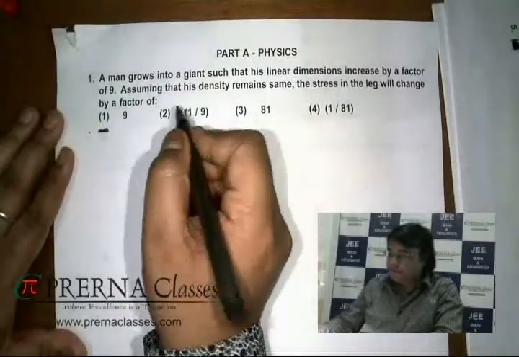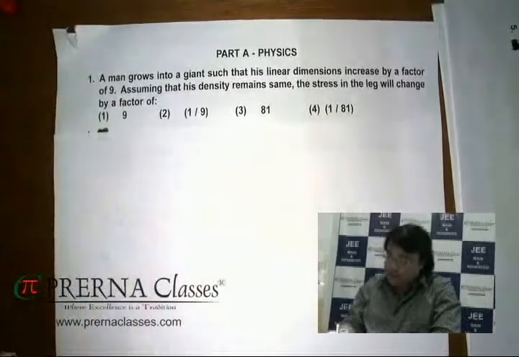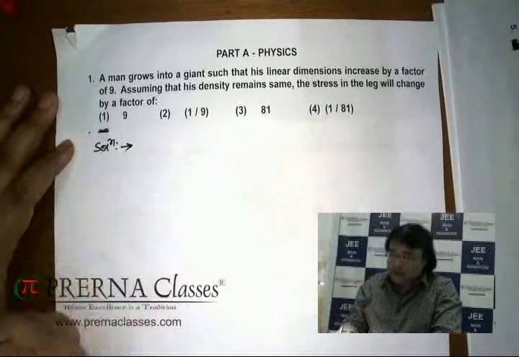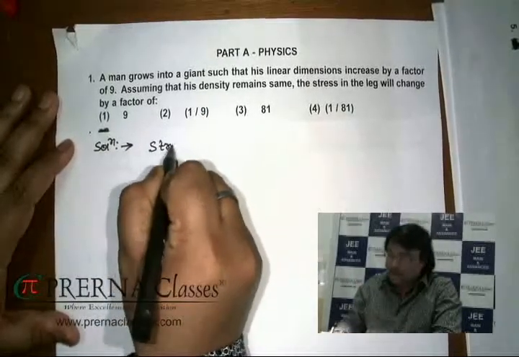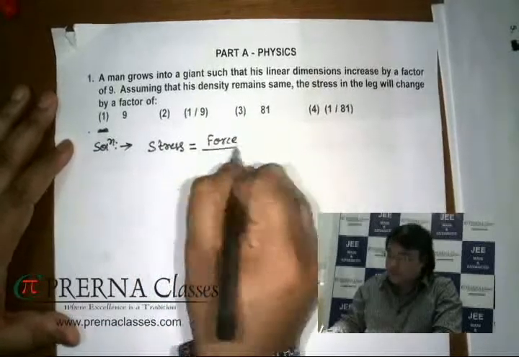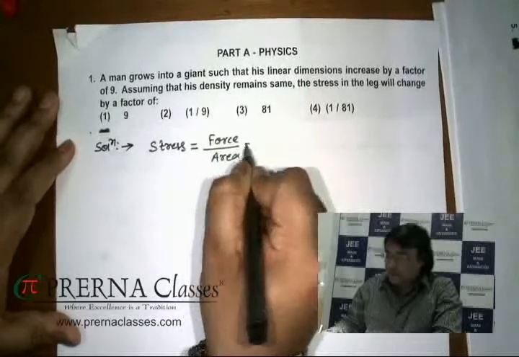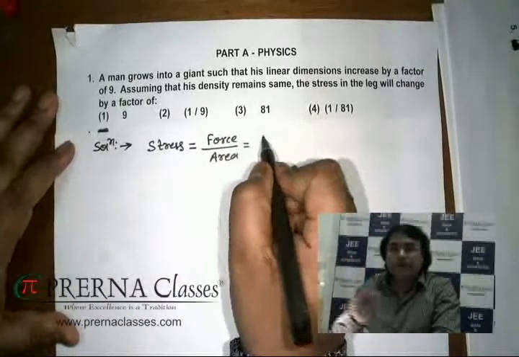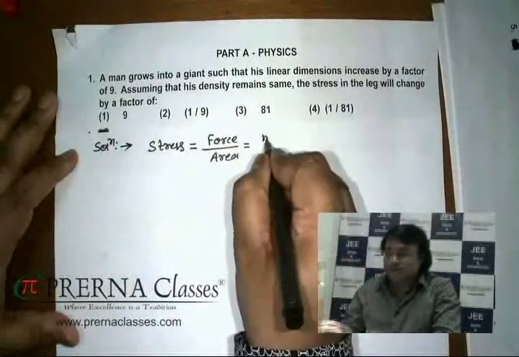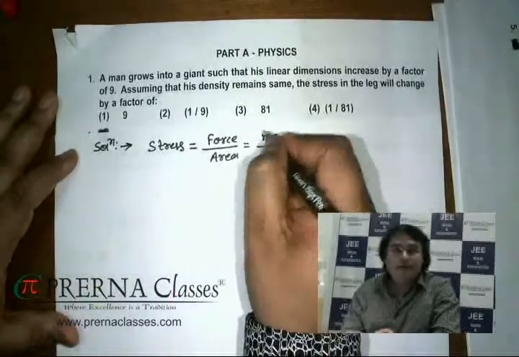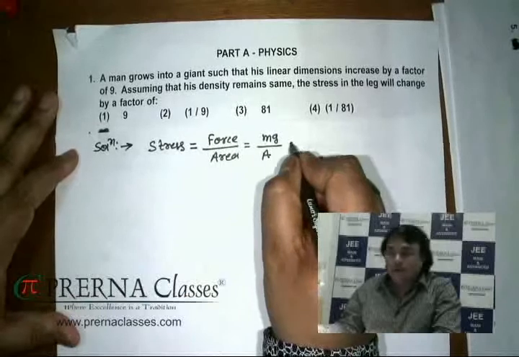Definitely, it is based on elasticity and it is based on the basic concept of a stress. So, we have stress is force by area. Force exerted by a man is its weight, so you may write it as mg by area. Clear?